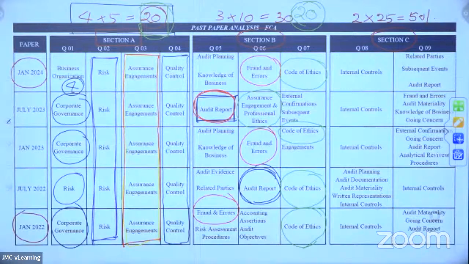Any questions? You're free to ask any questions if you need any further clarifications.